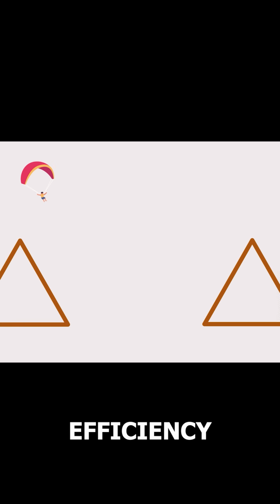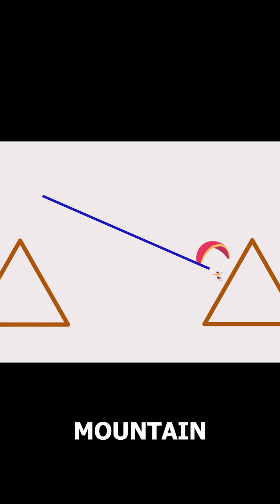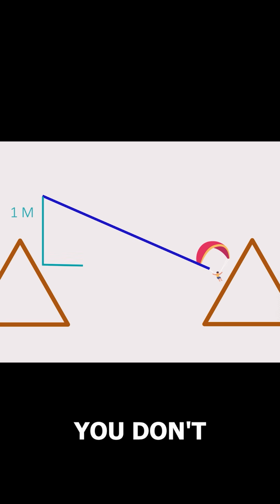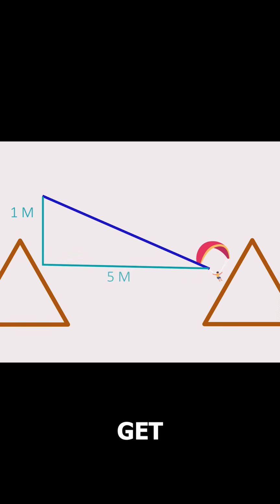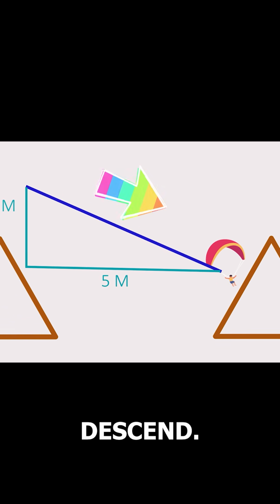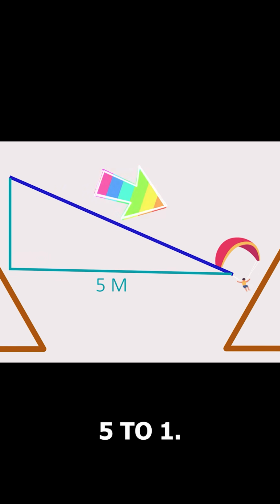The main reason to accelerate is to improve our efficiency in a transition. This means when crossing from one mountain to another or from one thermal to another. When transitioning with zero wind, you don't need to accelerate, as you'll get the best glide ratio just by keeping your hands up. The glide ratio is how many meters you travel horizontally for every meter you descend. In this example, our glide ratio is 5:1.